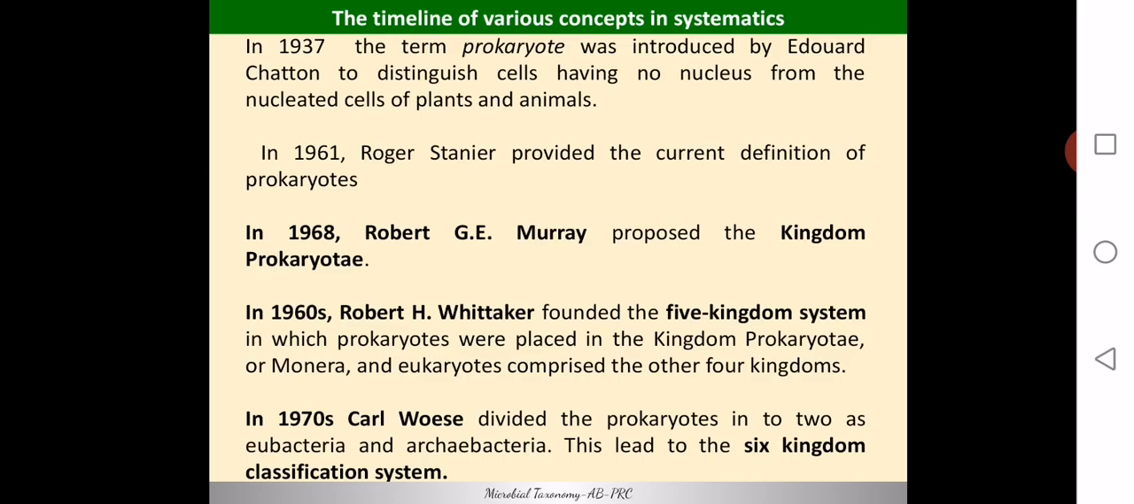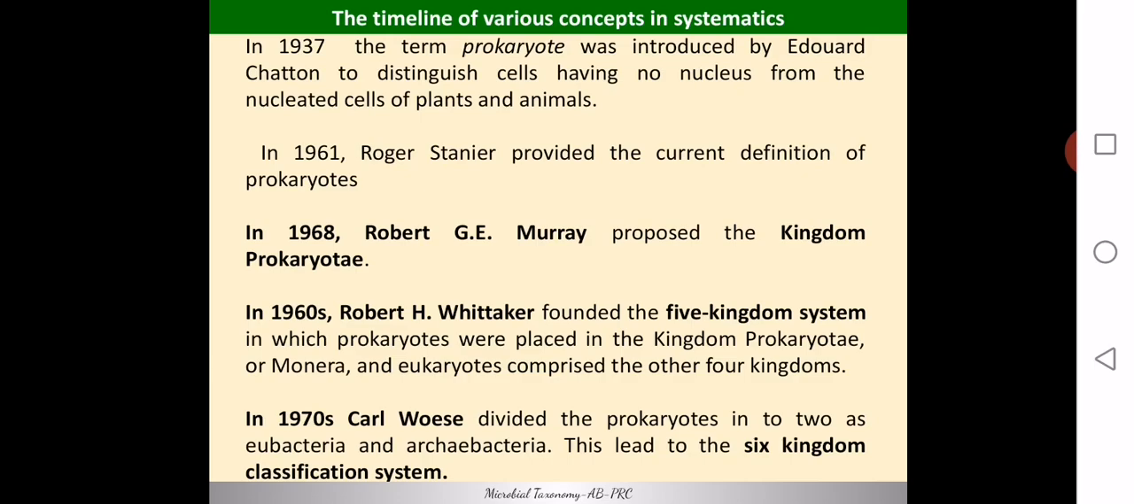Then in the 1960s, a new group was identified as prokaryote, and it was much better defined during that period. In the 1960s itself, Robert Whittaker introduced the five kingdom concept, in which the prokaryotes were placed in a specific kingdom called kingdom Prokaryote or kingdom Monera, and the eukaryotic organisms were comprised in the other four kingdoms.